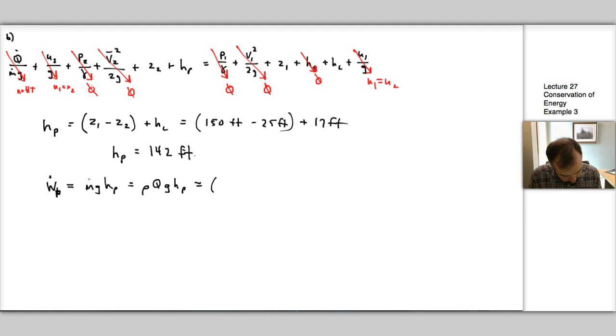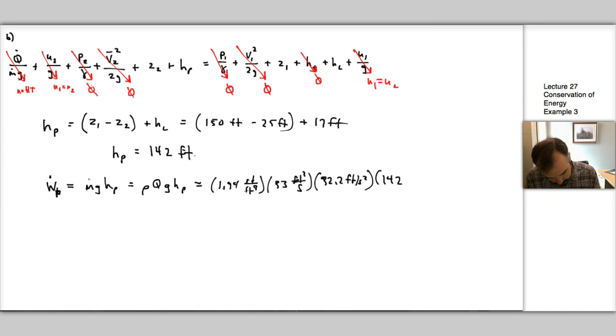Plug in our numbers here. We have 1.94 slugs per foot cubed times 33 feet cubed per second, sorry, times 32.2 feet per second squared times 142 feet, which is equal to 2.93 times 10 to the fifth pound-feet per second, and then we do make that conversion, it's 532 horsepower. So there's our answer for part B.